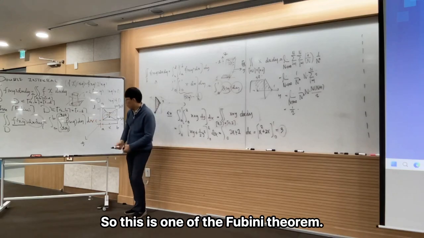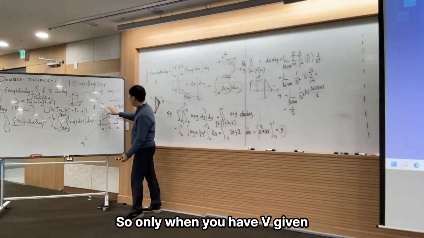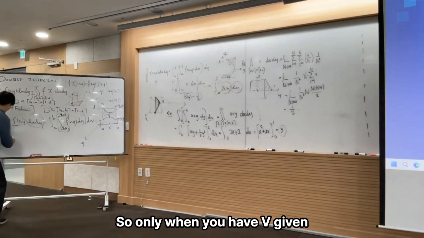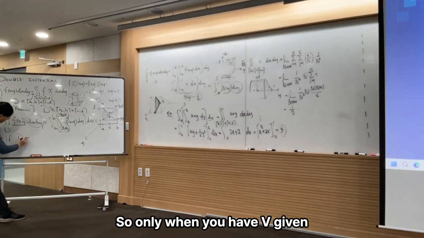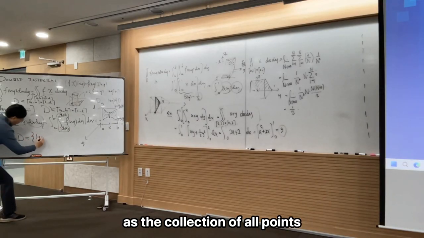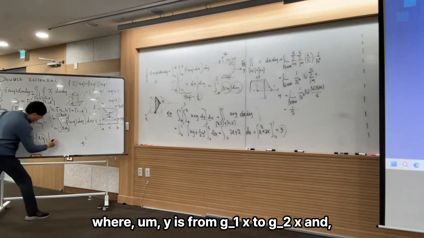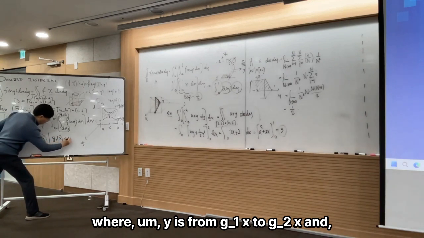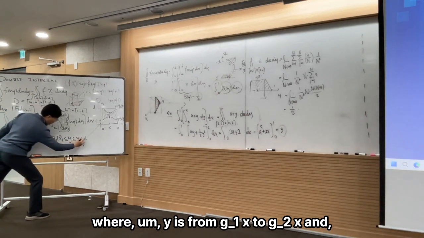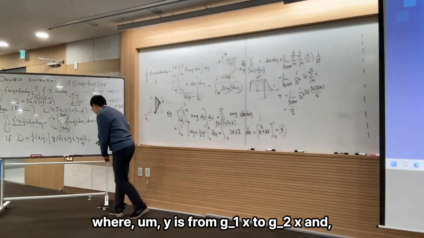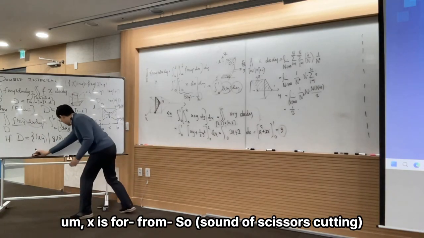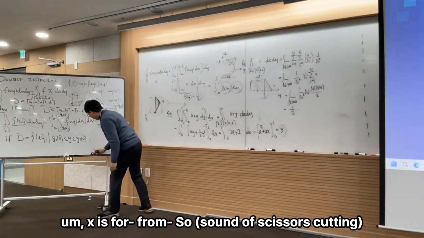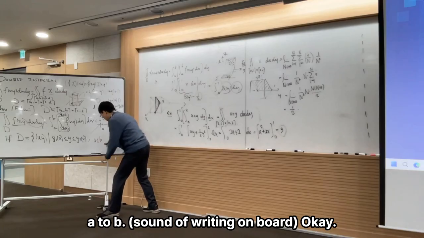So this is one version of the Fubini theorem. It applies only when you have D given as the collection of all points where y is from g1(x) to g2(x), and x is from A to B.